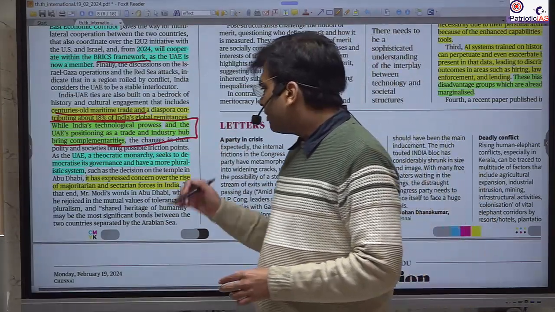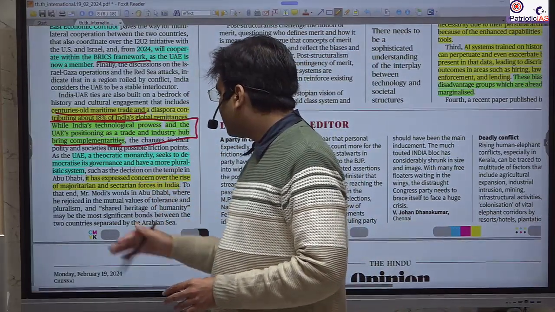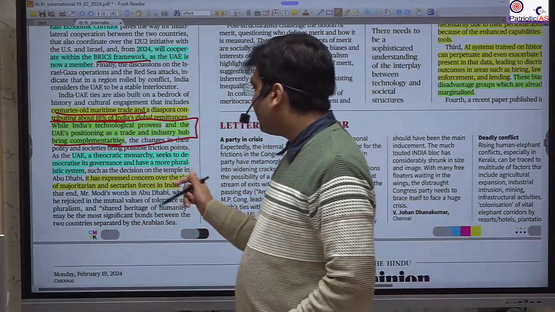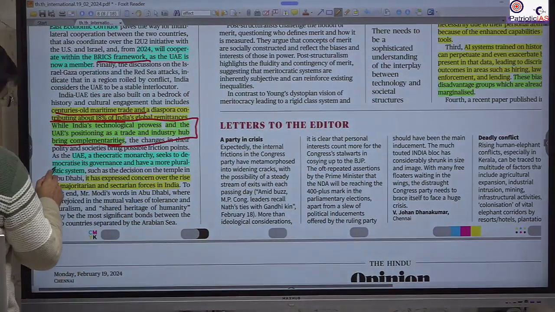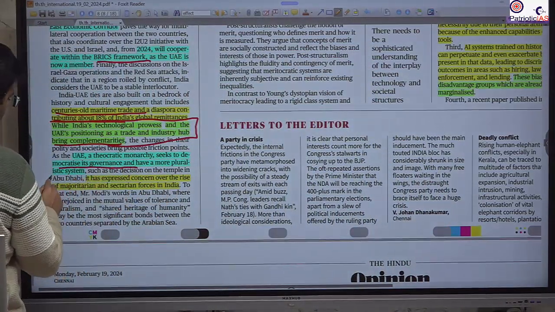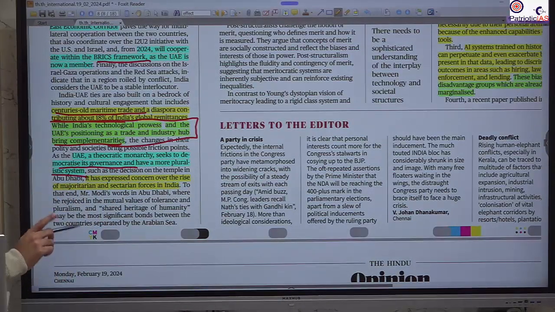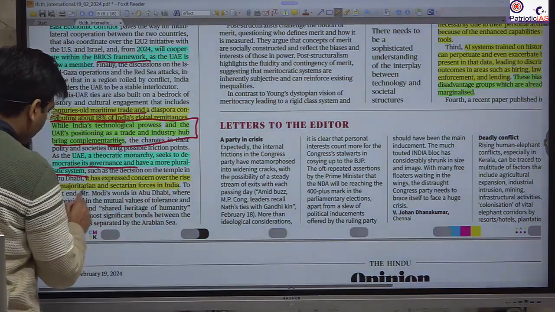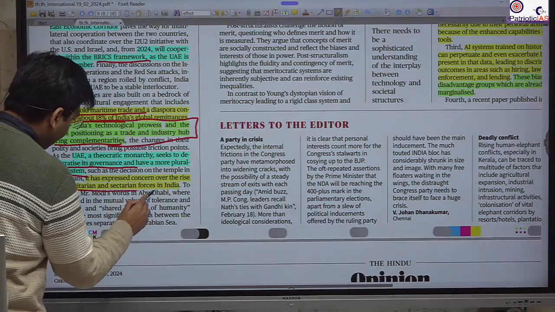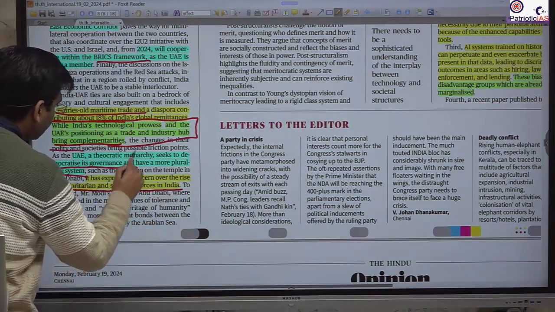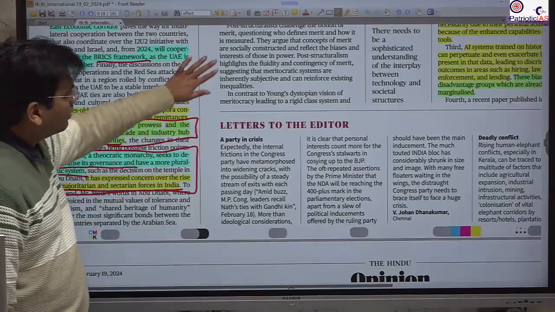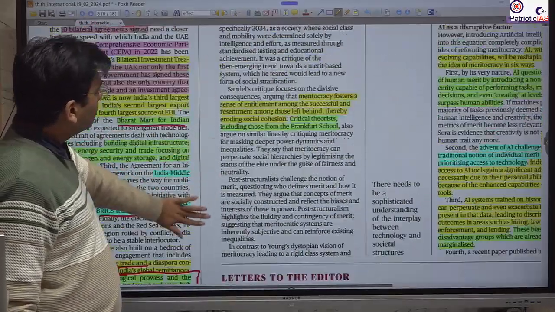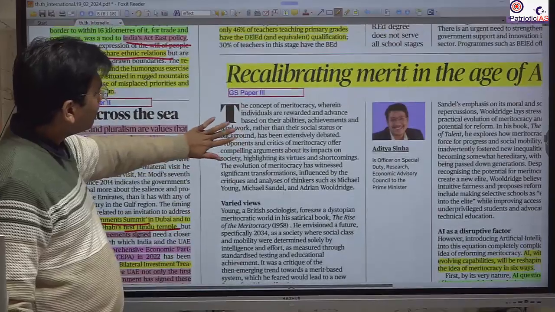Okay. But there are some points of divergence. For example, UAE, a theocratic monarchy, seeks to democratize its governance and have a more pluralistic society, and it expressed concern over the rise of majoritarian and sectarian forces in India. This is a bit of an issue you can mention whenever you are writing your answer. So this is a bit of revision.